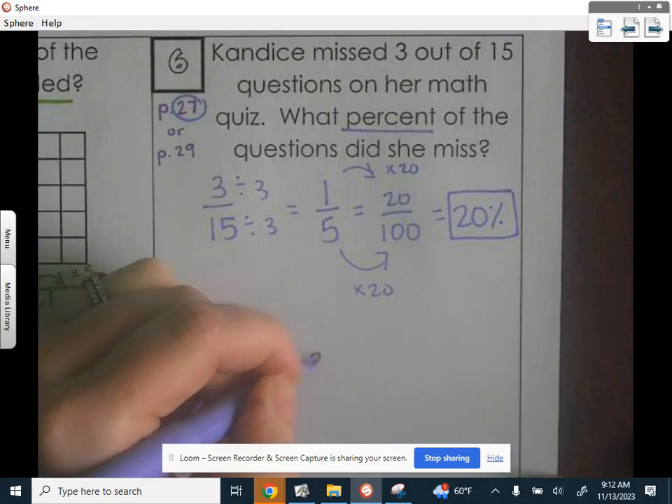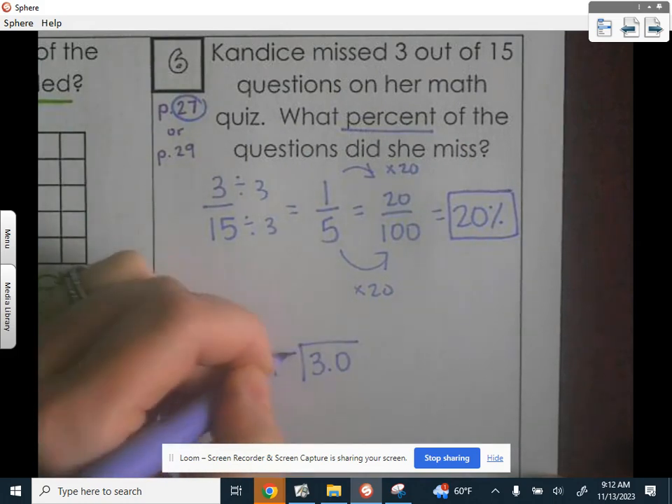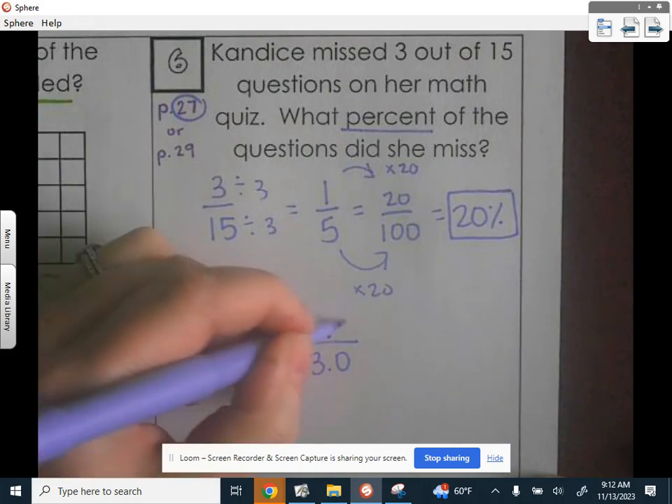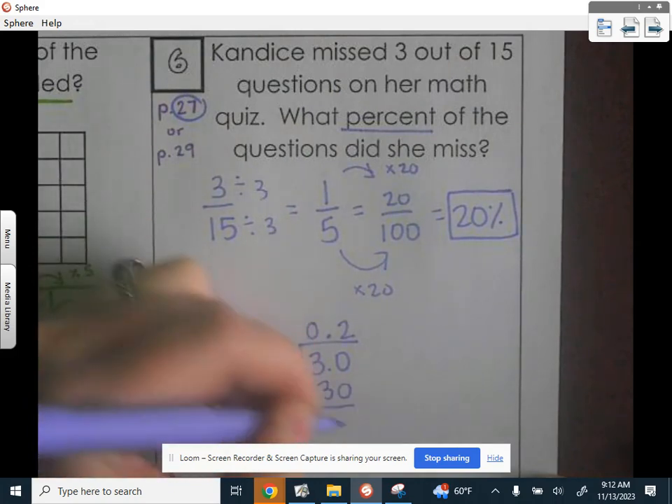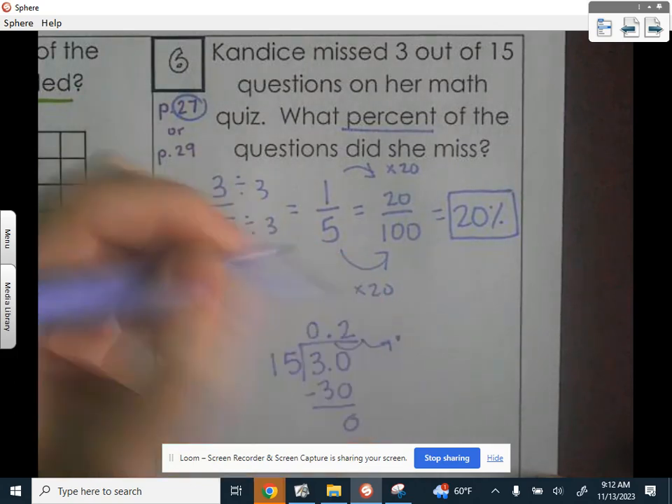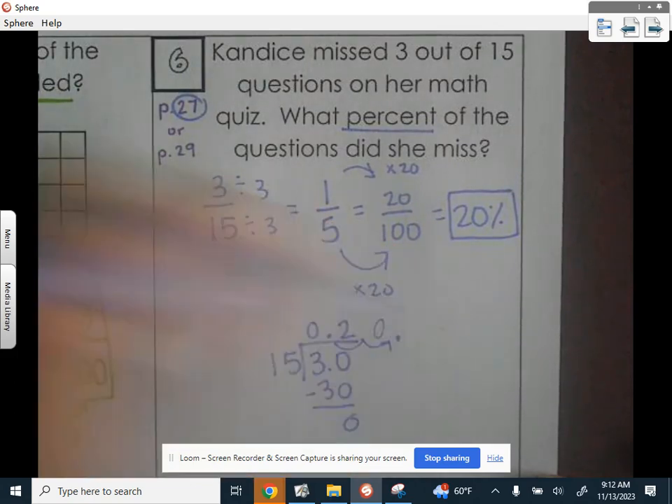Again, you could also do top in, bottom out. So if I do 3.0 divided by 15, it doesn't go in, goes in 2 times. That gives me the decimal, but I still have to move it 2 times to the right, add in that 0, and again, that's going to give us 20%.